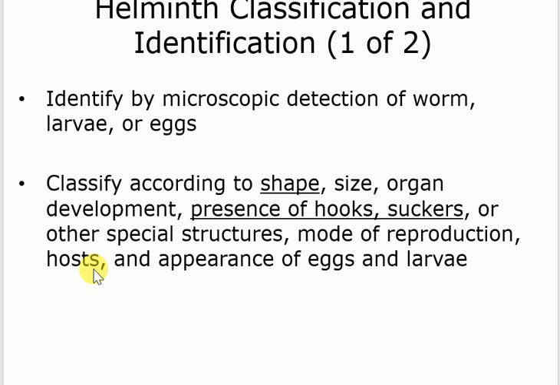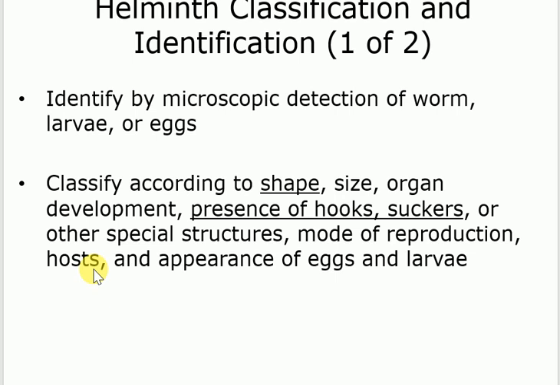If it is an actual worm, or even if it is a larva or egg, look at the shape. Obviously they look different, right? Is it round? Is it flat? Is it segmented? Is it not segmented? Size, is it a big one? Small ones? Organs, like the round ones have digestive, right? A complete digestive system. The flatworms do not have it.